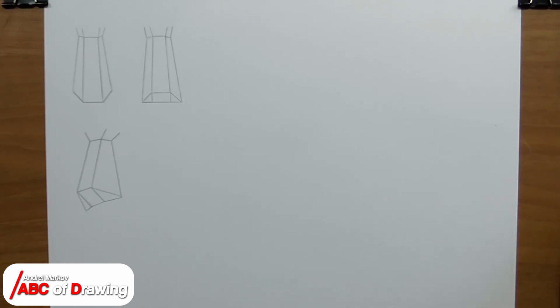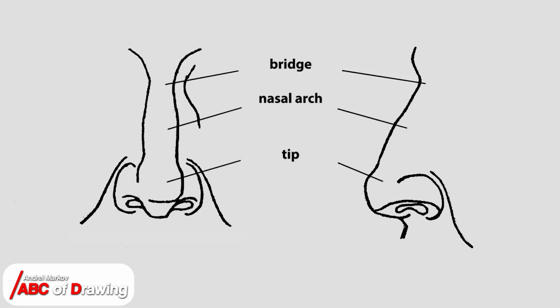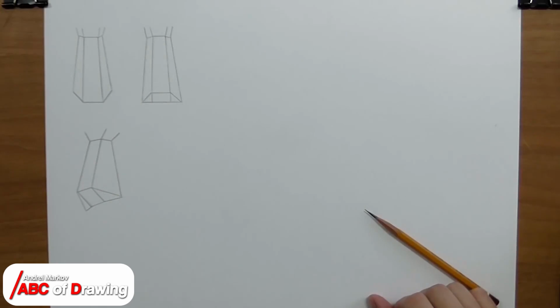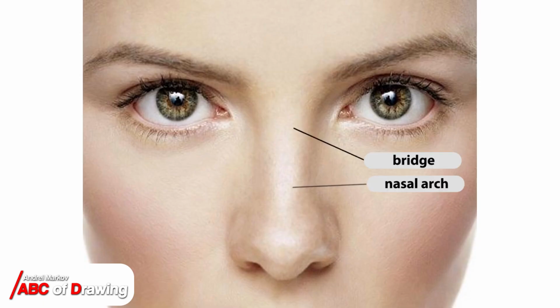But to render details, understanding the external structure of the nose is necessary. And now, let's briefly dissect it using this outline. At the very top is the bridge, the narrowest part when viewed straight on. Below that is the nasal arch, and further down, the tip. At the very bottom lies the nasal septum, flanked by the nostrils and the wings of the nose. These are the primary components, sufficient for creating a good drawing. As an addition, take a look at how it appears in a real photo.